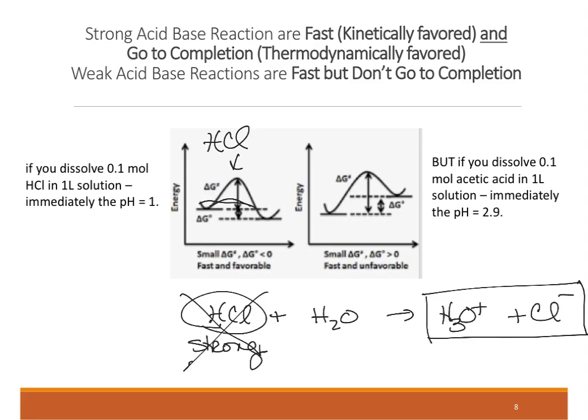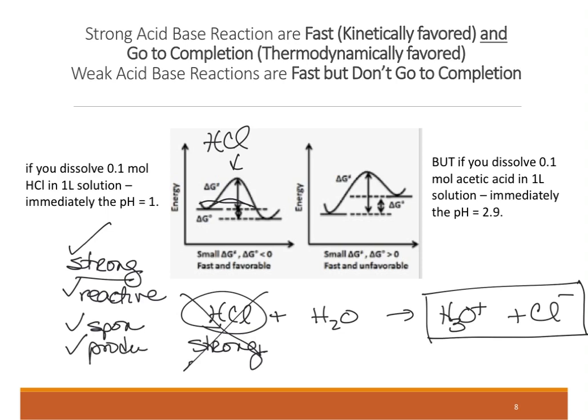So now, if you see an acid or a base described as strong, these are all the different kind of descriptors that would apply. That would mean it's reactive. That would mean the reaction is spontaneous. That would mean products are favored.